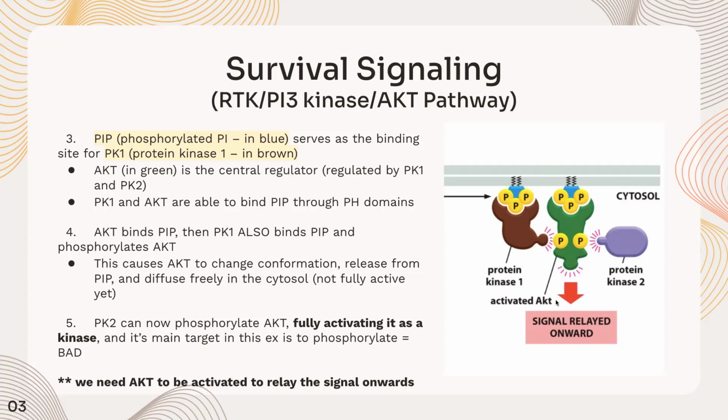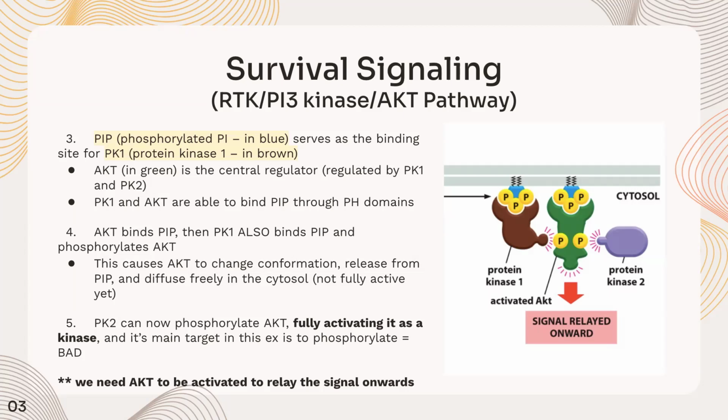So once it's out of there, now PK2, protein kinase 2, the purple guy, can come in, phosphorylate it, fully activate it. So again, if she asks you, when you phosphorylate AKT, is it fully active? Yes or no? No. All it lets it do is get away from PIP, which then lets PK2 come in to fully activate it. Now, the ending of this pathway is not fully, but when AKT is fully activated, now we can talk about bad and all the other good stuff.